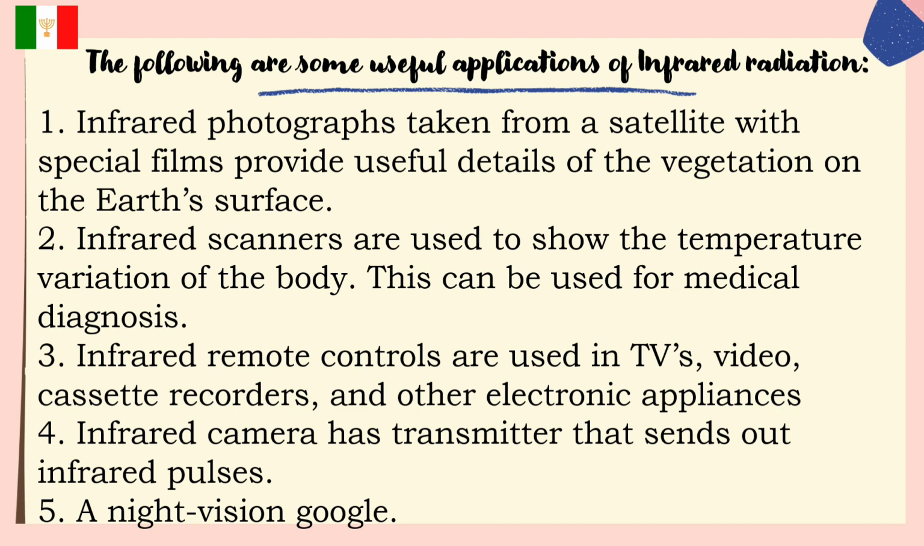Number 4. Some autofocus cameras have transmitters that send out infrared pulses. The pulses are reflected by the object to be photographed back to the camera. The distance of the object is calculated by the time lag between the sending and receiving of pulses. The lens is then driven by a built-in motor to adjust to get the correct focus of the object. And the last one is a night vision goggle.